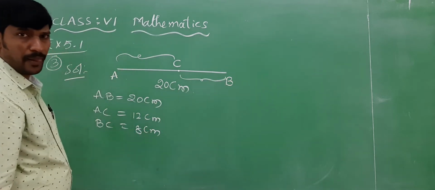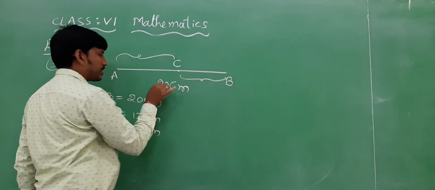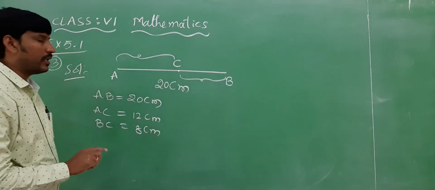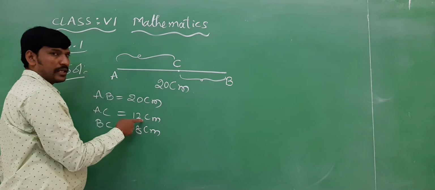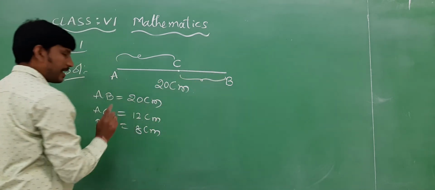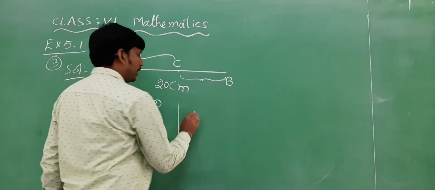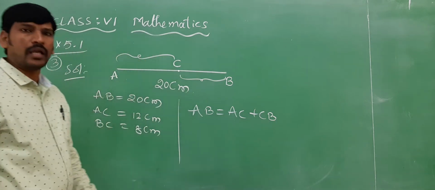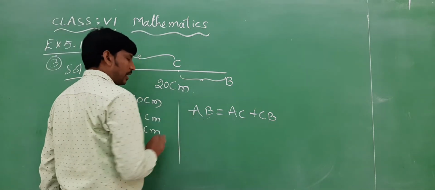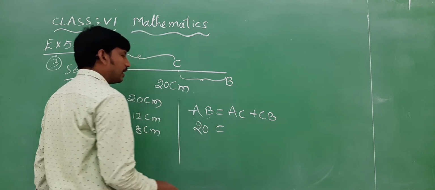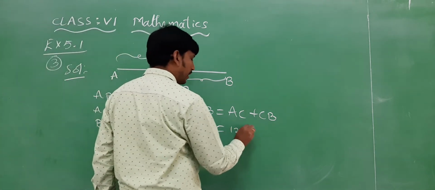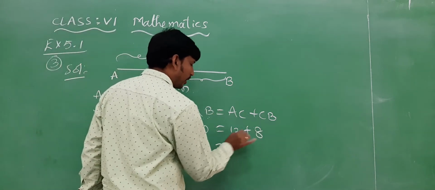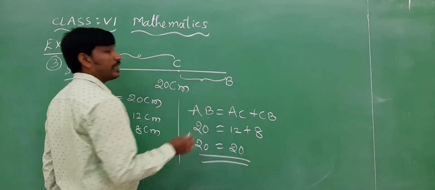You will get it compulsorily. Suppose AB, the total length, is 20 centimeters. I am taking a point C in between A and B. Then the length of AC I measured, I got 12 centimeters, and BC or CB will become 8 centimeters. And they are asking one question: is AB equal to AC plus CB? Yes, you have to measure that. Adding these two, 12 plus 8 is 20. Yes, both must be equal.